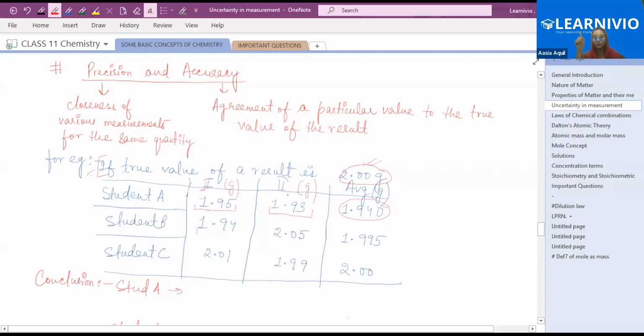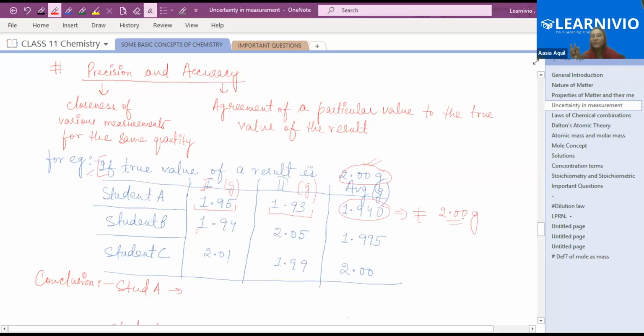So we can say that student A's reading is precise but it is not accurate. Can we say that? Because why precise? Because in precision we just compare two readings, the first reading and the second reading. If these two readings are very close to each other, then these are precise results. But when you take the average of these two readings, you will get 1.940, and 1.940 is not equal to the true value. What is the true value? True value is 2 gram.